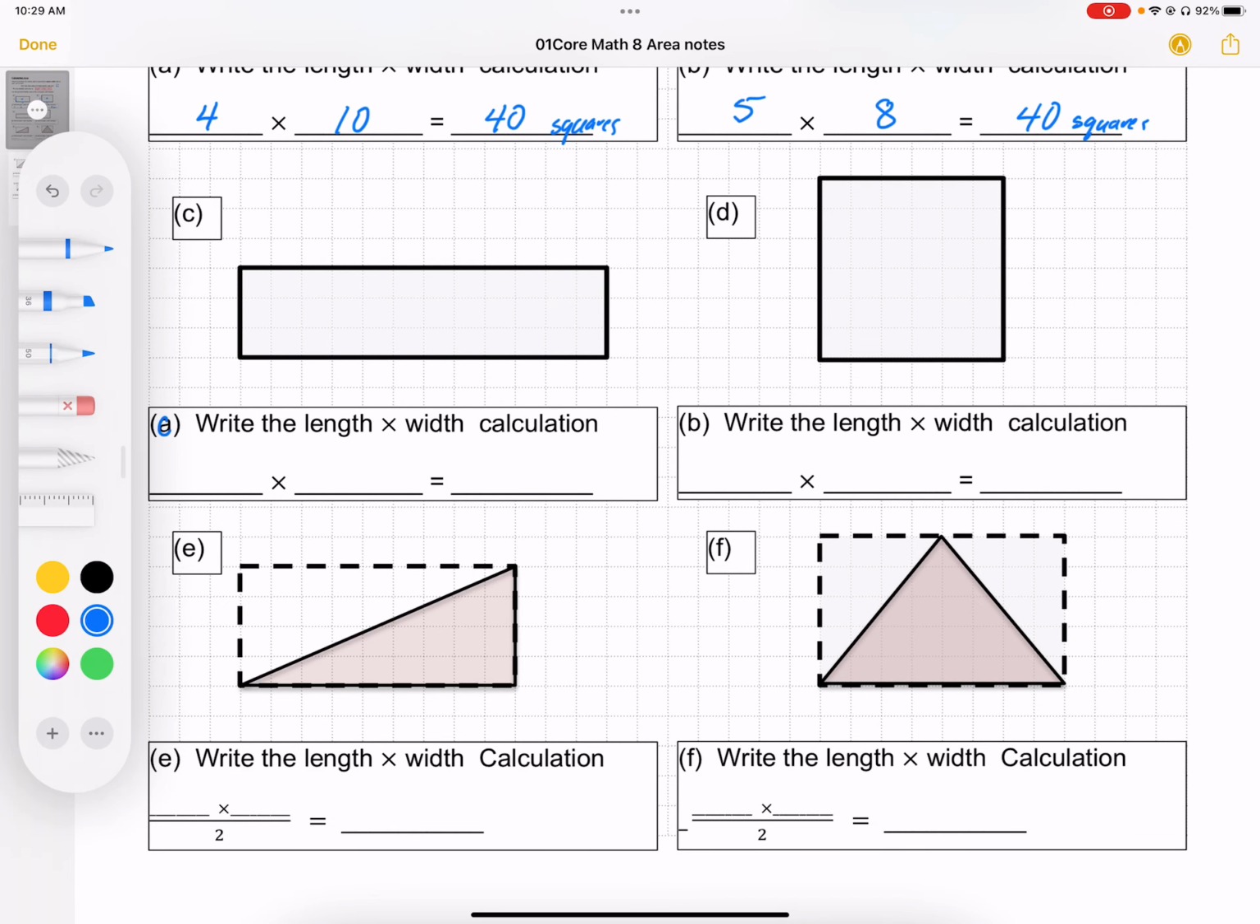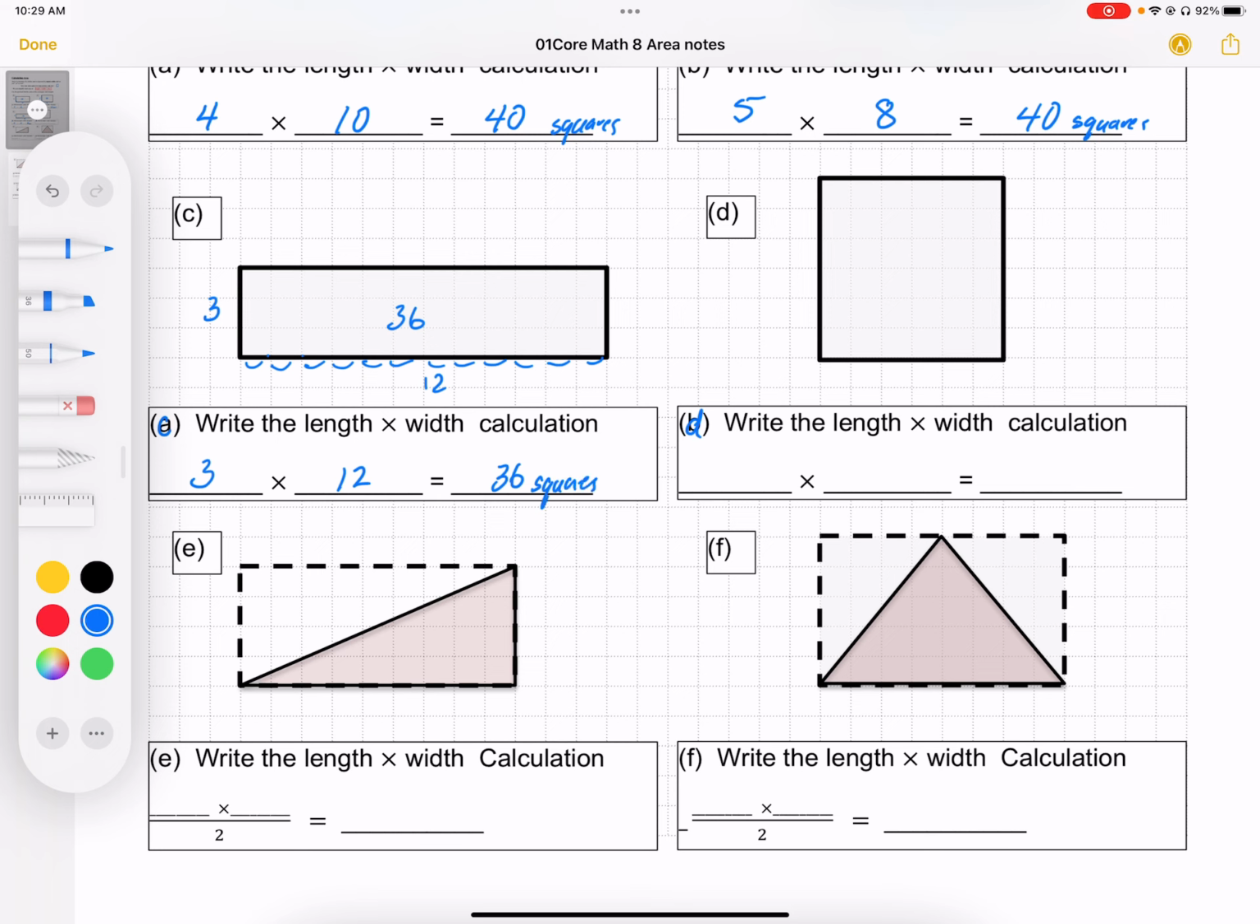So for C and D, we have the length and width. So we count our length. It's going to be 3 along the vertical, and then 1, 2, 3, 4, 5, 6, 7, 8, 9, 10, 11, 12. So 3 times 12 is 36, so you can count up 36 squares in there. So we have 3 times 12 gives us an area of 36 squares.